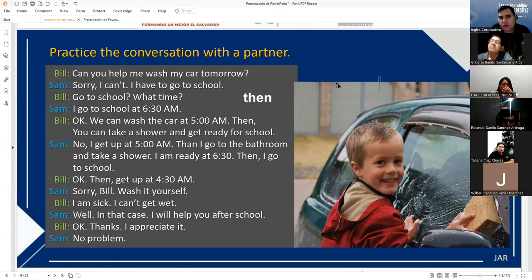Okay, can you help me wash my car tomorrow? Sorry, I can't. I have to go to school. Go to school? What time? I go to school at 6:30 a.m. Okay, we can wash the car at 5 a.m. Then you can take a shower and get ready for school. No, I get up at 5 a.m. Then I go to the bathroom and take a shower. I'm ready at 6:30. Then I go to school. Okay, then get up at 4:30 a.m. Sorry, Bill, wash it yourself. I am sick, I can't get wet. Well, in that case, I will help you after school. Okay, thanks, I appreciate it.